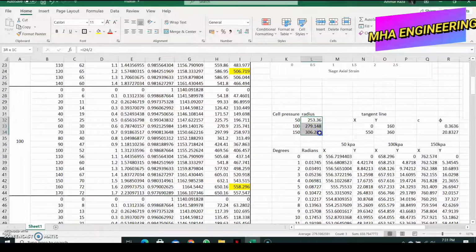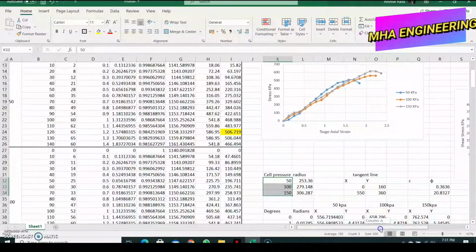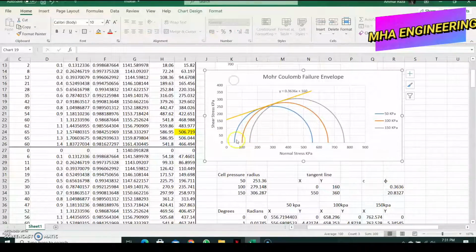So here are your radii and cell pressures, and when you plot these, you will get these three Mohr circles.